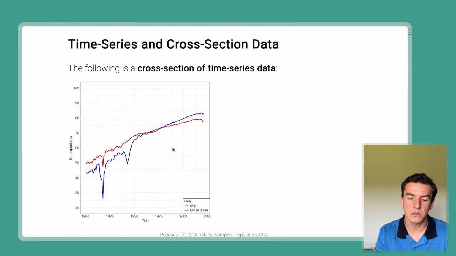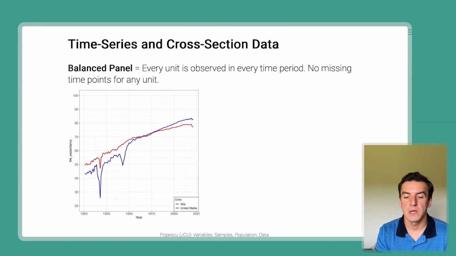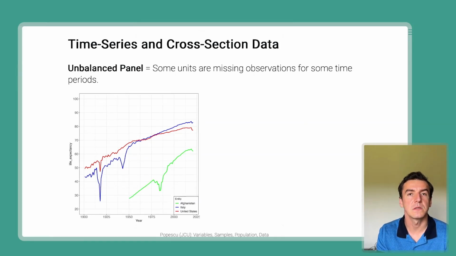We notice here the dips around World War One and around World War Two, and we also notice that Italy is picking up around 1975 or so. What we have here for Italy and the United States is what is called a balanced panel. What does this mean? This means that every unit is observed in every time period, and we have no missing data point.